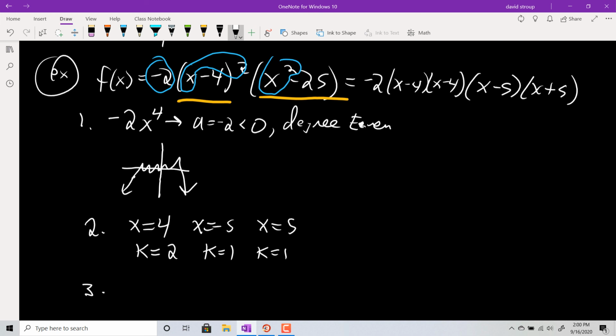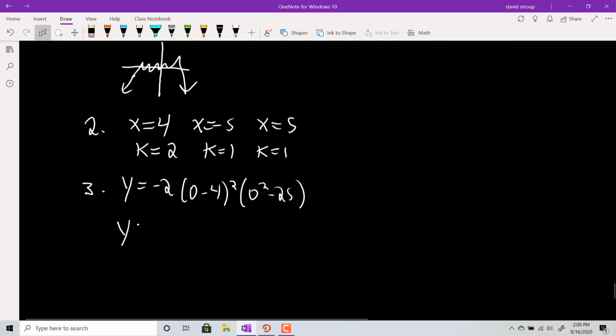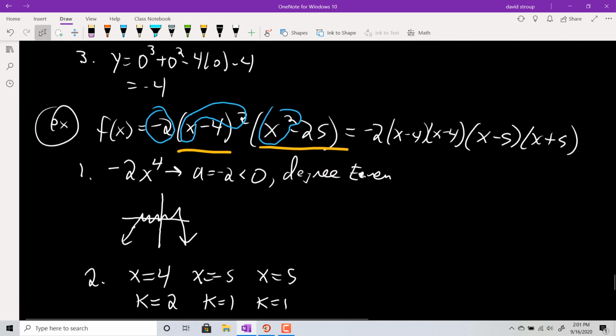For the y-intercept, you're letting x be 0, so y is negative 2 times 0 minus 4 squared times 0 squared minus 25. So y is negative 2 times 16 times negative 25, which is some big number, 800. Okay. Then the even odd question, we can plug in negative x and see if we get the same thing back.